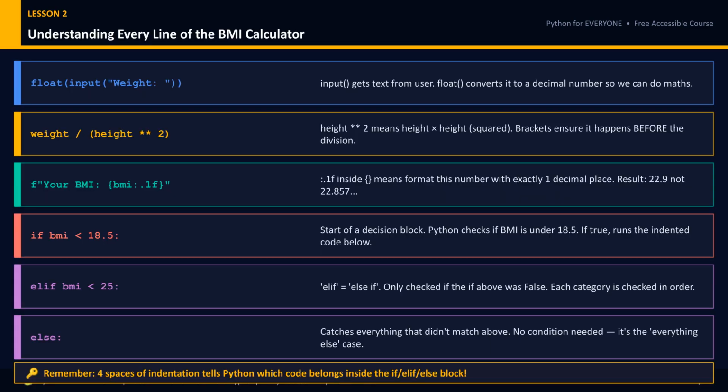Let's review the key lines. Float, input, weight gets text and converts it to a decimal number. Weight / height ** 2 calculates the BMI. .1f formats the output to 1 decimal place. The if, elif, and else statements define the decision structure for categorizing the BMI.